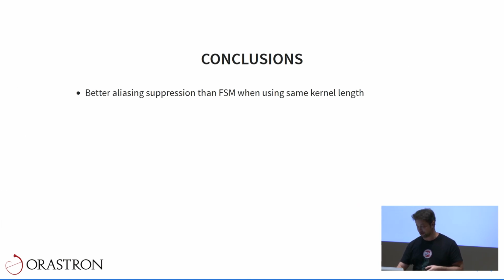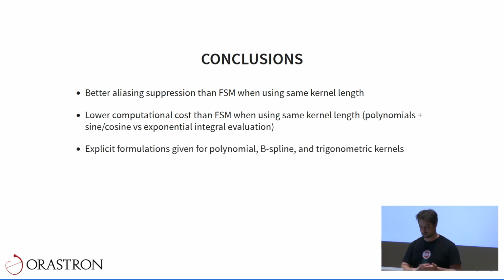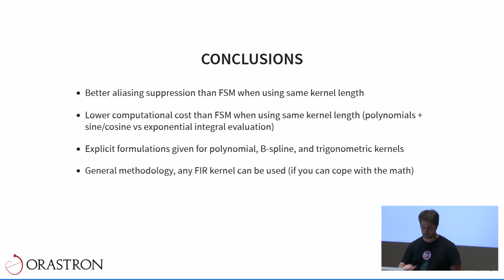So, conclusions. We have better aliasing suppression than the previous method using the same kernel length. We also have lower computational cost than the previous method because we just need polynomials and sinusoids and cosines, while the previous method needed the evaluation of the exponential integral function, which is pretty heavy to compute. We have found explicit formulations for kernels that are polynomial, B-spline, or trigonometric. This methodology is very general, so it could be applied to any FIR kernel as long as you can cope with the math, which is not obvious.